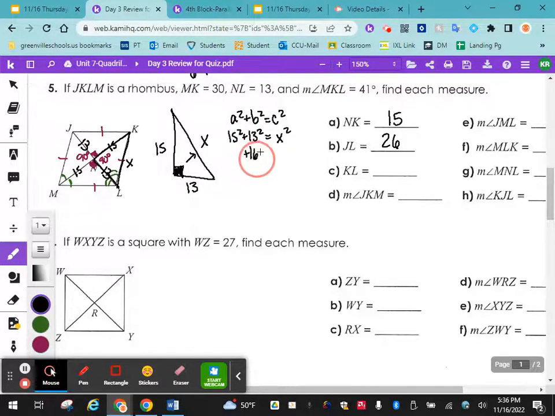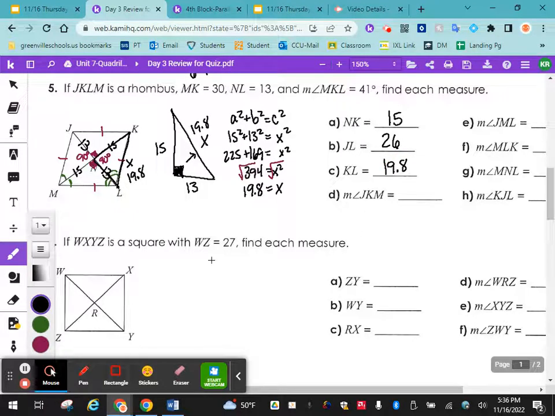13 squared is 169. 15 squared, grab a calculator, is 225. Add them together, you get 394. To get rid of a squared, you're not dividing. Some people think you divide. You take the square root of both sides, because the square root and the square cancel. And then the square root of 394 is 19.8. So K to L is 19.8. That's the hardest part of this question.